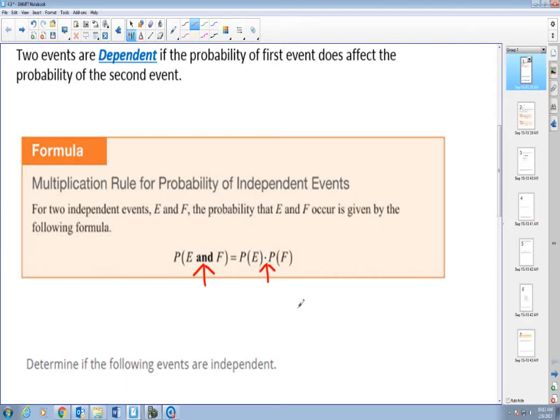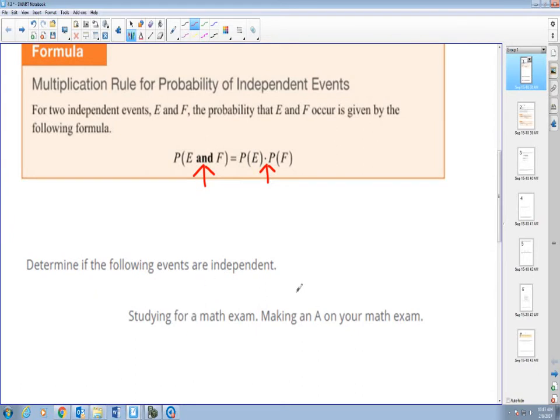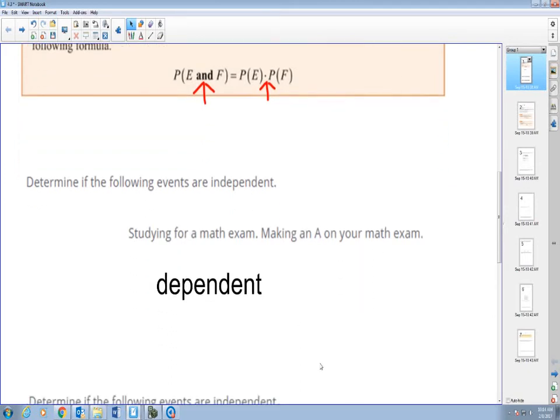All right, so let's determine whether the following events are independent. Let's say studying for the math exam is one event, and making an A on your math exam is a second event. Are these two events dependent or independent? The answer is dependent, because making an A on your exam depends on whether you study for the exam or not. The first event is studying for the math exam, the second event is making an A, and studying does affect you getting an A or not.